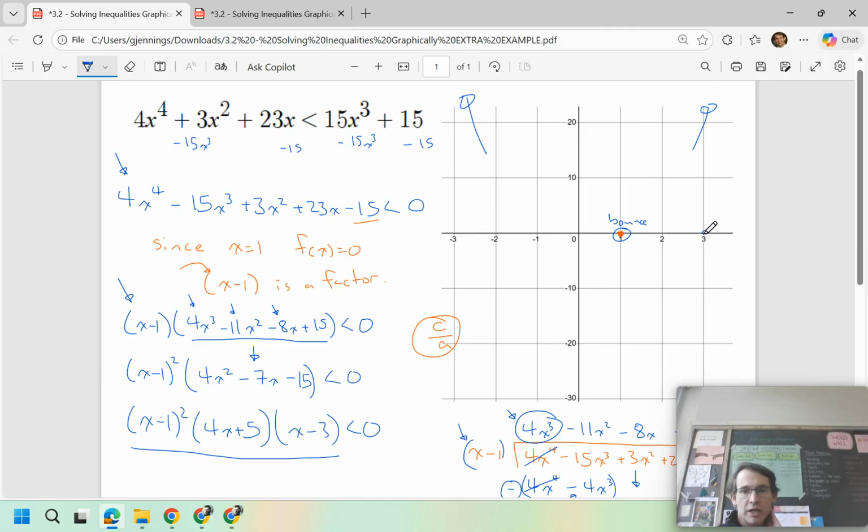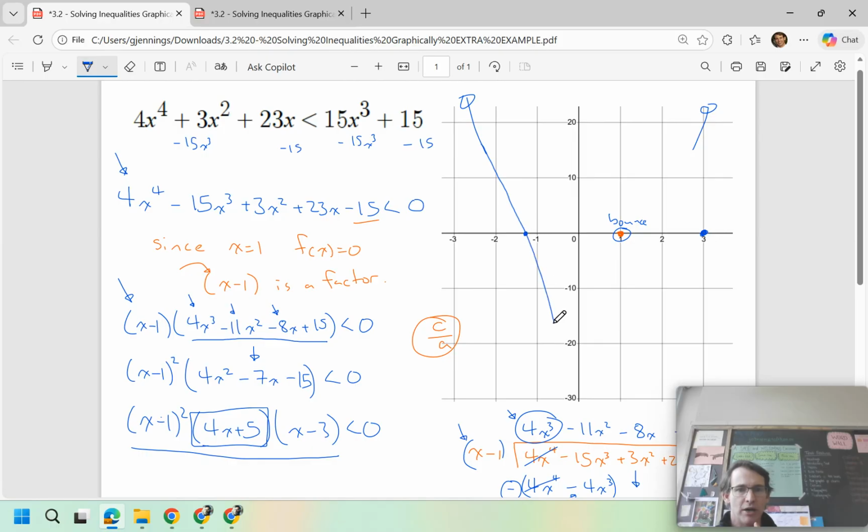So there's one at 3. And there's one at, what's the root here for 4x plus 5? Negative 5 over 4, or negative 1.25. So we're 1/4 of the way from negative 1 to negative 2. So there's our roots. And if I just follow my end behavior, I'm doing something like this.